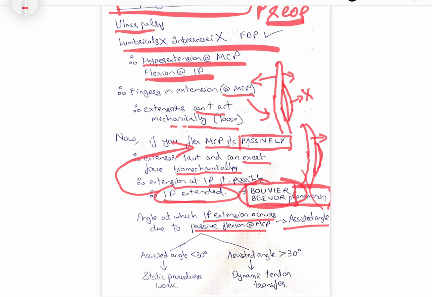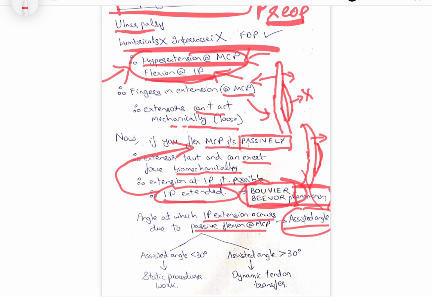Okay, so I repeat, the angle at which, due to passive flexion at the MCP joint, the extensor mechanism exerts the force at the IP joint, which causes the extension at the IP joint. This is called the assisted angle. So what was the pathology in ulnar claw hand? There was hyperextension at the MCP joint and flexion at the IP joint. We need to counteract this. So whenever we flex the MCP joint passively, due to the extensor mechanism becoming taut, there occurs extension at the IP joint. So both the forces are getting counteracted.